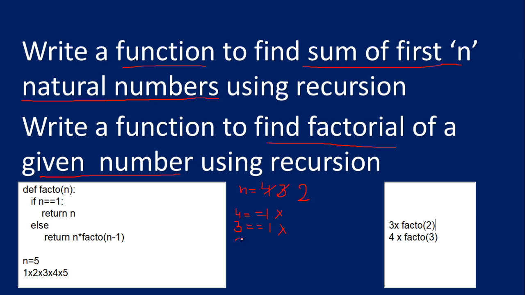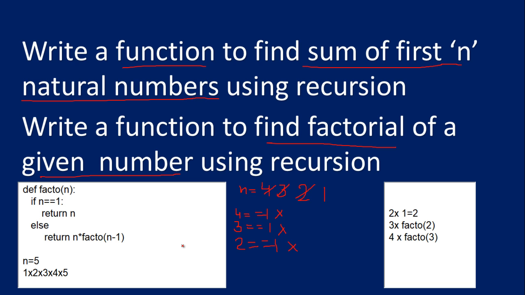So it will check whether the value of n, that is 2, is equal to 1. The answer is still no. So it will come to the else part and solve this expression, that is 2 multiplied by facto of 1. Now the facto function is called and the value of n is sent as 1. It will check whether the value of n is 1. Yes, right now the value of n is 1, so it will return n. What is the value of n right now? 1. So this facto 1 will get the value 1, and 2 multiplied by 1 is 2.